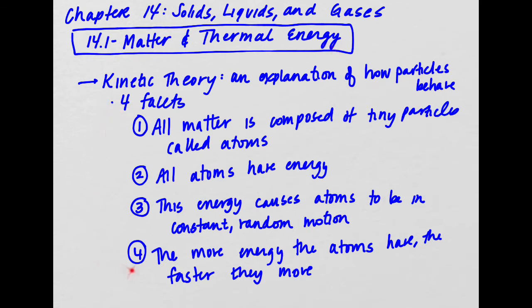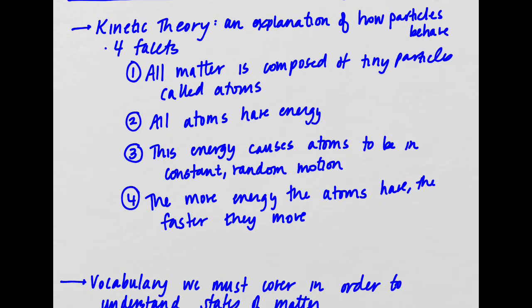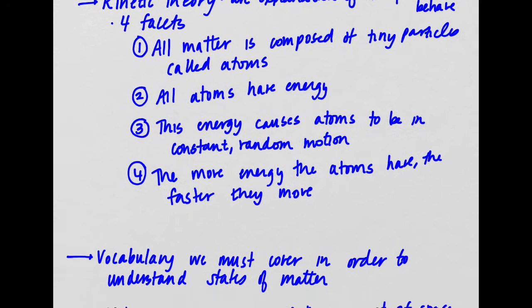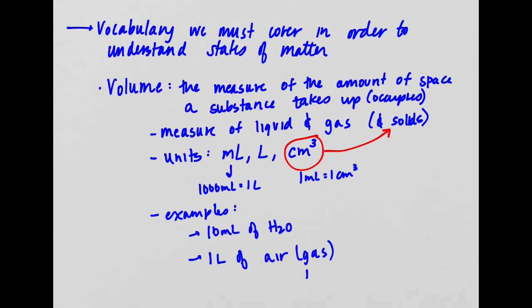Remember, we have gone over these 4 facets of the kinetic theory a million times, but you do need to know these 4, and you need to remember that the kinetic theory is an explanation for how the particles behave. They tell us how atoms behave. Remember that the 4 facets are that all matter is composed of tiny particles called atoms. All atoms have energy associated with them. This energy causes the atoms to be in constant and random motion, and the more energy that the atoms have, the faster they move.